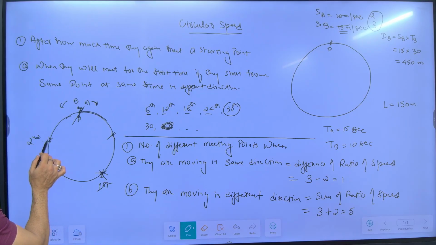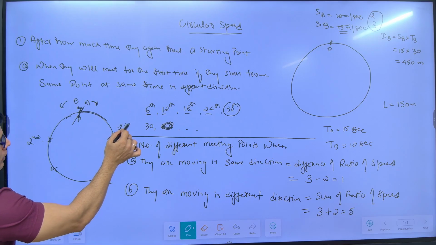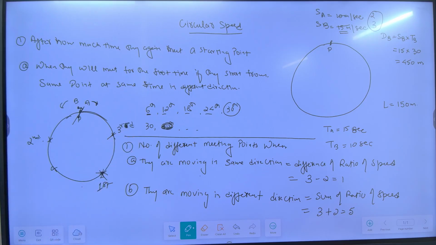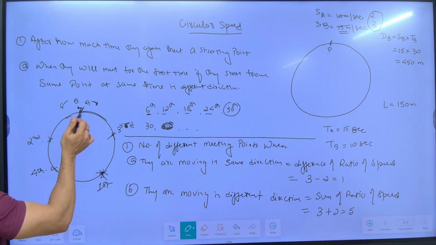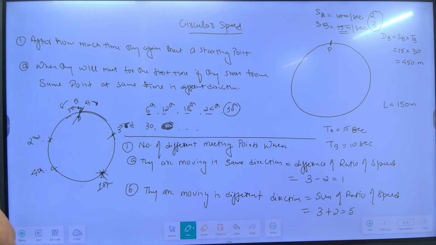A यहाँ पर, B यहाँ पर है. B again 1, 2, 3 and A will be 1, 2. This will be what? Third meeting point or not? Yes. And similarly, B 1, 2, 3 and A 1, 2 will be the fourth meeting point or not? And after that, B again what? 1, 2, 3 and A will be what? 1, 2. So this will be the fifth meeting point or not? Yes. Understood. So they'll meet after every 6 seconds.